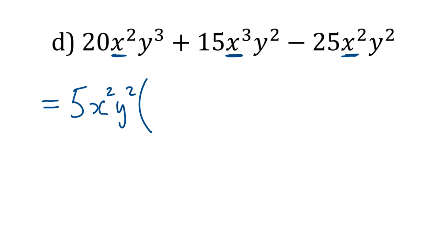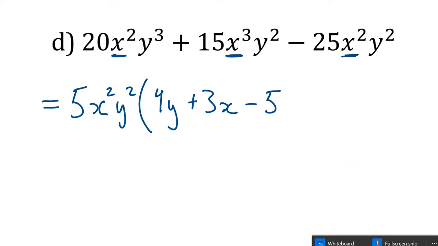20 divided by 5 is 4. 2 x's, took out 2 x's, it's gone. 3 y's, took out 2 y's, so I'm left with a y. 15 divided by 5 is 3. 3 x's, take out 2. 2 x's, take out 2. And then negative 25 divided by 5 is negative 5. 2 x's, 2 y's, and 2 x's, 2 y's that we took out, so just 5. So it kind of highlights all the rules, that specific one.